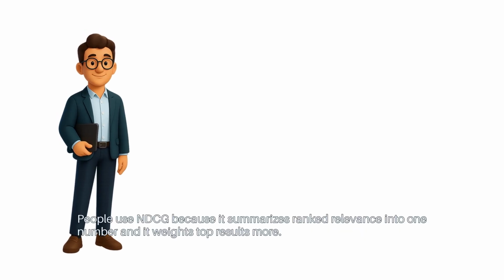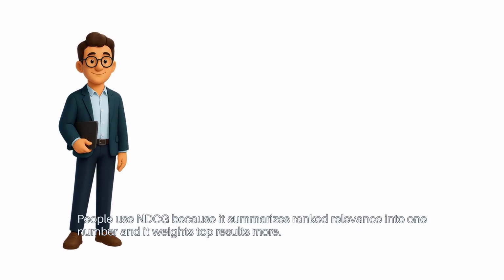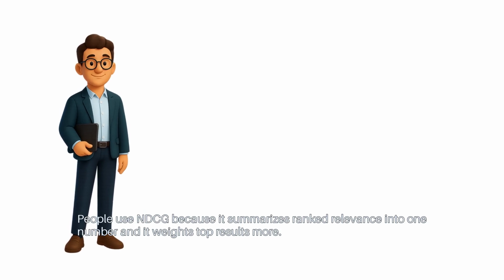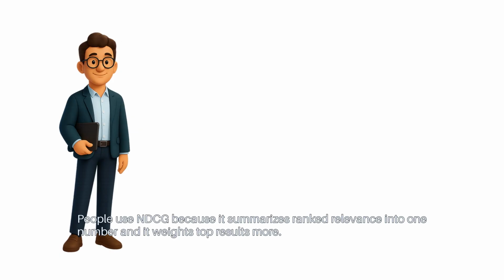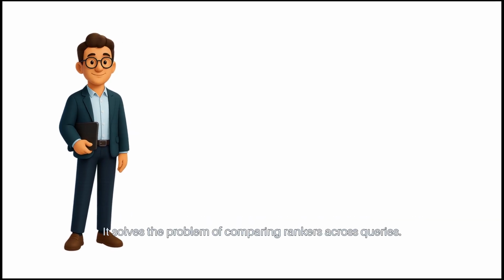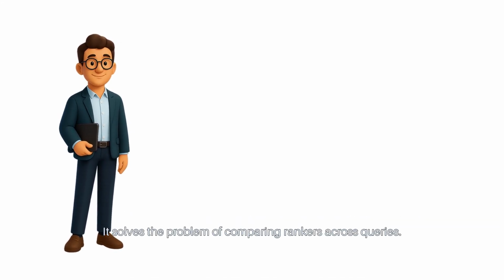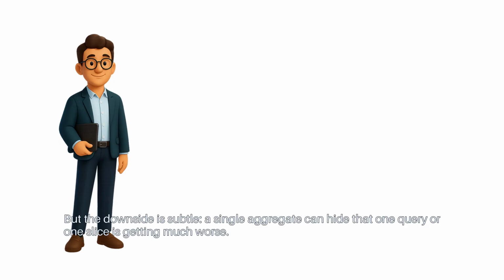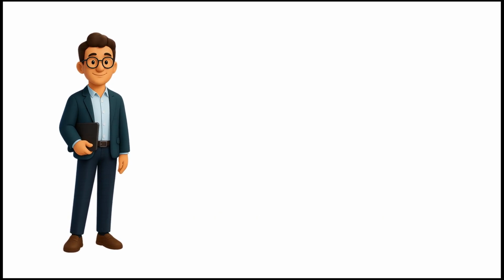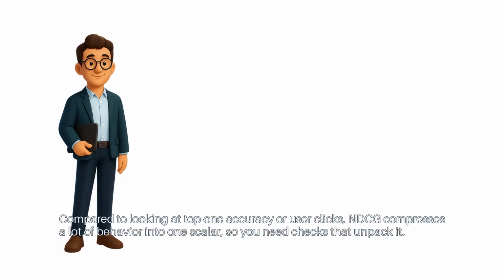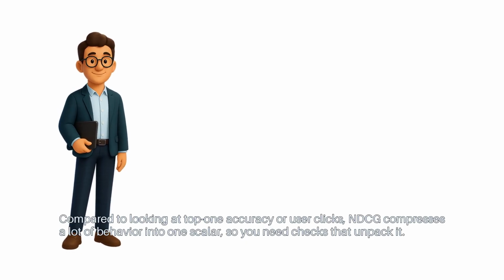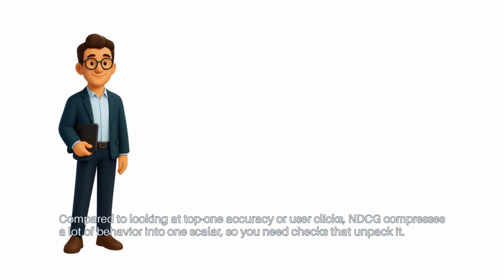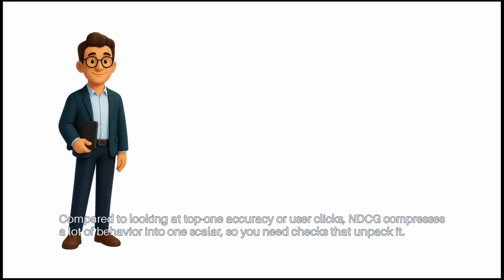Search evaluation lives between development and user impact. People use NDCG because it summarizes ranked relevance into one number, and it weights top results more. It solves the problem of comparing rankers across queries, but the downside is subtle. A single aggregate can hide that one query or one slice is getting much worse. Compared to looking at top one accuracy or user clicks, NDCG compresses a lot of behavior into one scalar. So you need checks that unpack it.